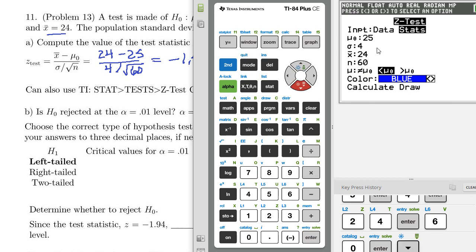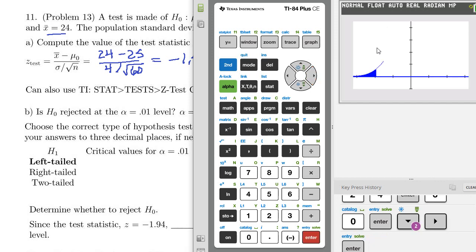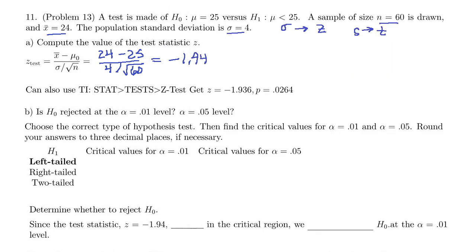So we're going to come down here, and if we draw instead of calculate, it'll actually show us that this is a left-tailed distribution. So our test statistic, negative 1.936, that's what we got before. And it also tells us a p-value, 0.0264, which is less than 0.05. And there is that z is negative 1.936, and there's our p-value. So they want to know, is the null hypothesis rejected when alpha is 0.01 and 0.05?